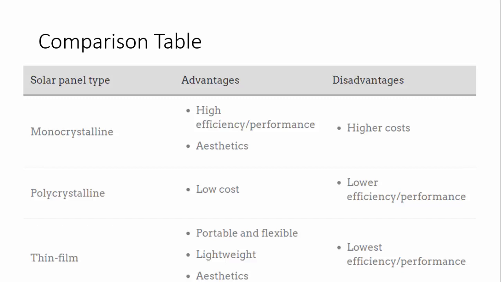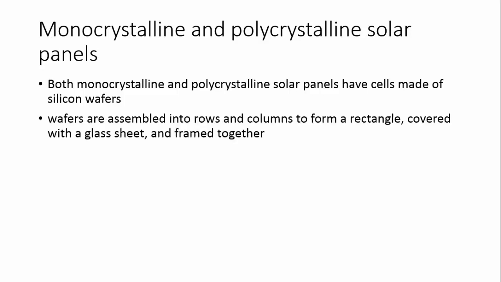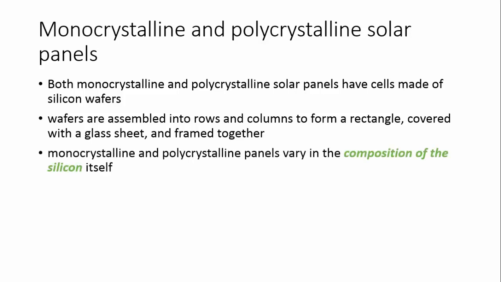Then see, the monocrystalline and polycrystalline are more or less similar in terms of construction because both are produced from silicon wafers. The wafers are assembled into rows and columns to form a rectangle, and it is covered with a glass sheet and framed together. So this is the general construction feature of the solar panels.